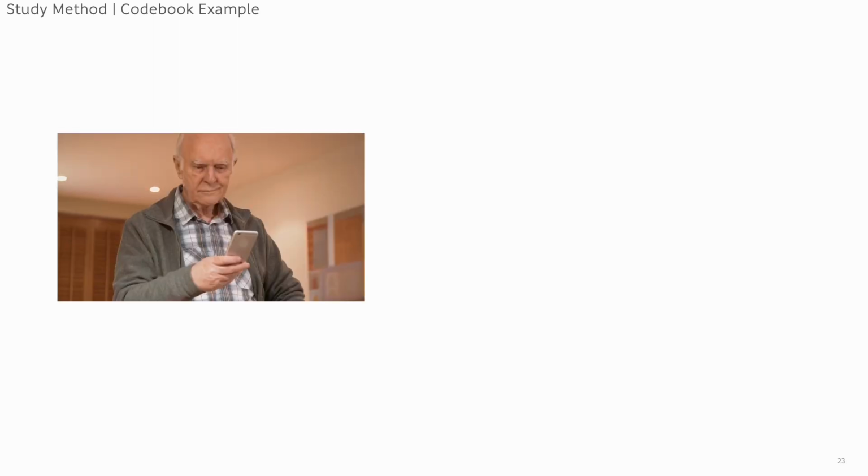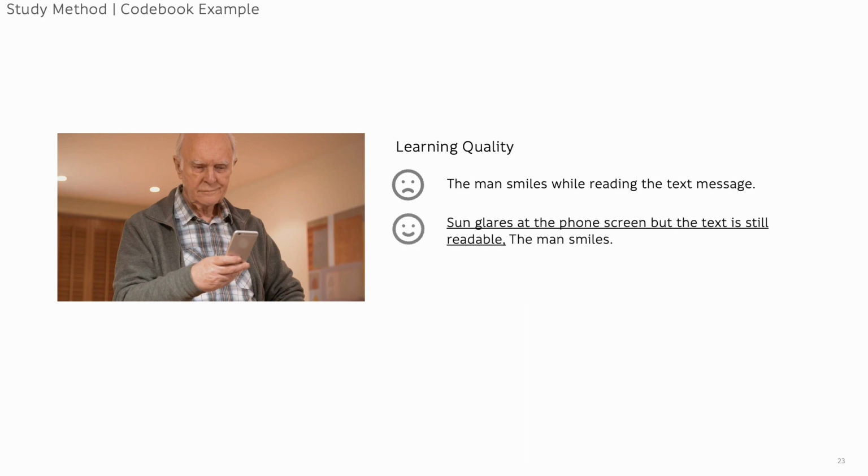Let me give you one example of how the evaluator assessed the scene descriptions. Suppose for this particular scene shown on the screen, the main objective of the video is to tell the audience about the importance of color contrast. Hence, when the participant says something like, "The man smiles while reading the text message," the evaluator may reject the learning quality. On the other hand, the evaluator may approve the learning quality when the participant describes something like, "Sun glares at the phone screen, but the text is still readable. The man smiles," which indicates the importance of color contrast in making the text readable despite the sun glare.